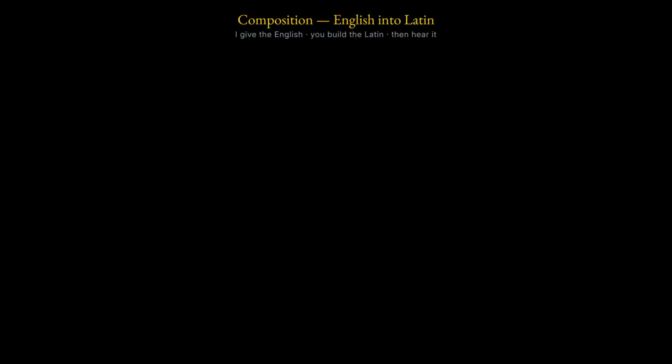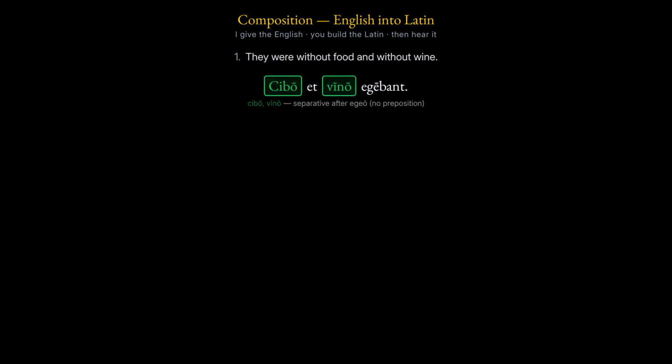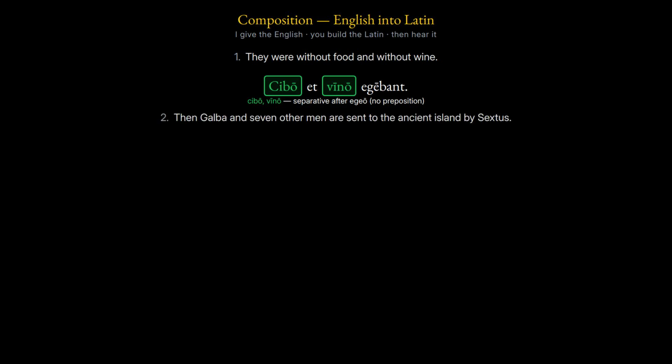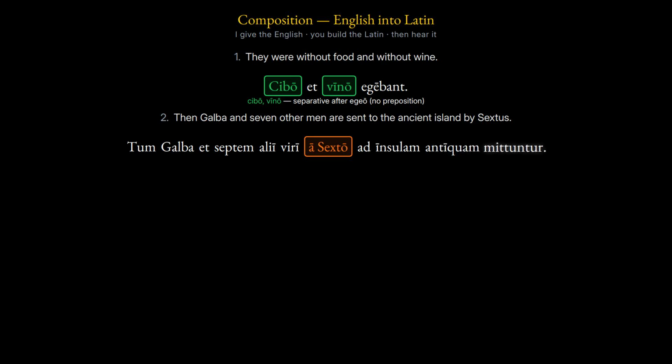Now the reverse, you build the Latin. I give the English, you shape the sentence, then hear it. First, they were without food and without wine. Cibo et vino egebant. Lack takes the bare separative ablative, no preposition. Second, then Galba and seven other men are sent to the ancient island by Sextus. Tum Galba et septem alii viri a Sexto ad insulam antiquam mittuntur. By Sextus is the personal agent, so the preposition goes with the passive verb.